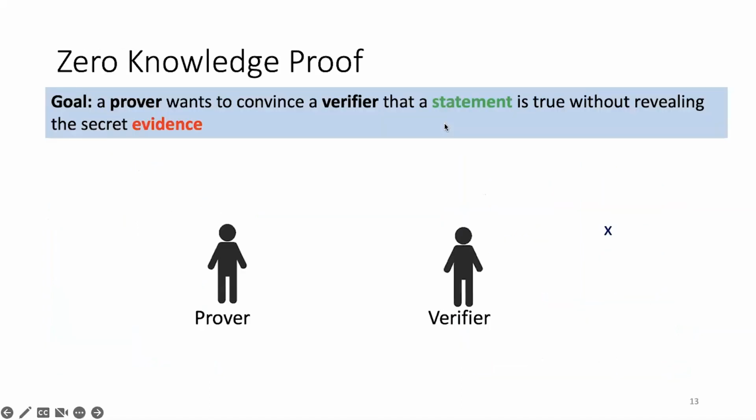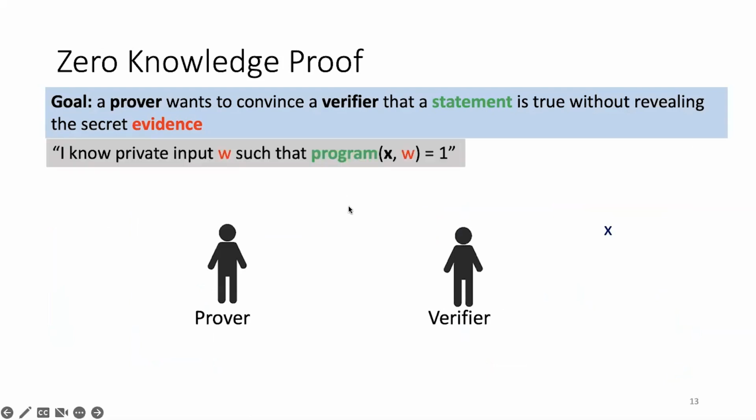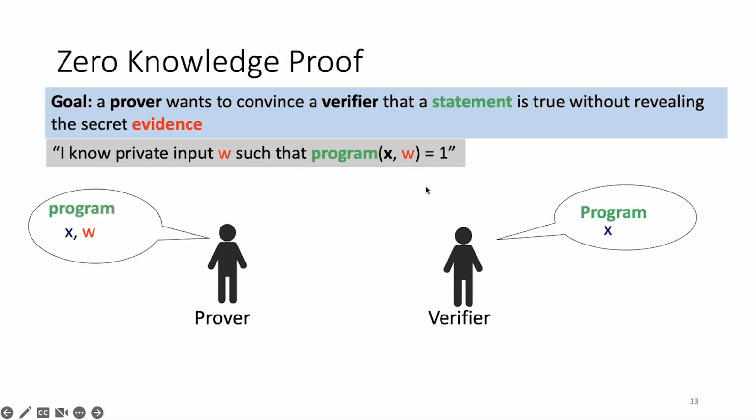Okay, so not assuming any background here, this may be review for every single person here, so I'm going to go very quickly through it, but I feel like you have to include a slide on what zero knowledge is in these presentations. So zero knowledge proof is a protocol where the goal is a prover wants to convince a verifier that some statement is true without revealing some secret evidence. So it knows some private input W such that this program evaluated on a public input X and this private input W is equal to 1.